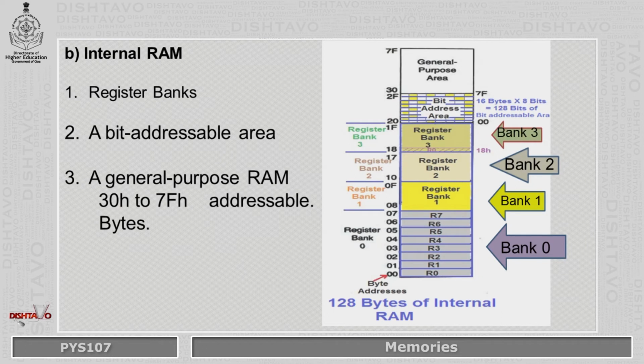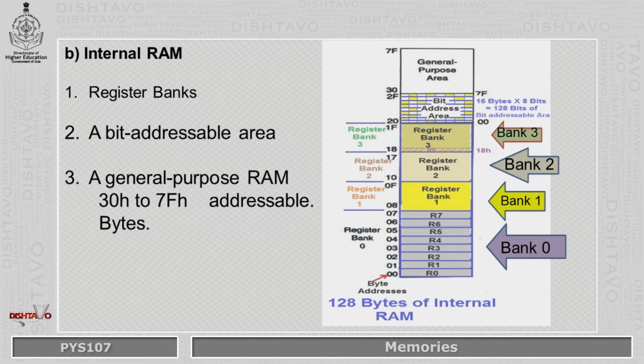Two, a bit addressable area. A bit addressable area of 16 bytes occupies RAM byte addresses from 20H to 2FH, forming a total of 128 addressable bits. An addressable bit may be specified by its bit address of 00H to 7FH, or 8 bits may form any byte address from 20H to 2FH. Thus, for example, bit address 4FH is also bit 7 of byte address 29H.